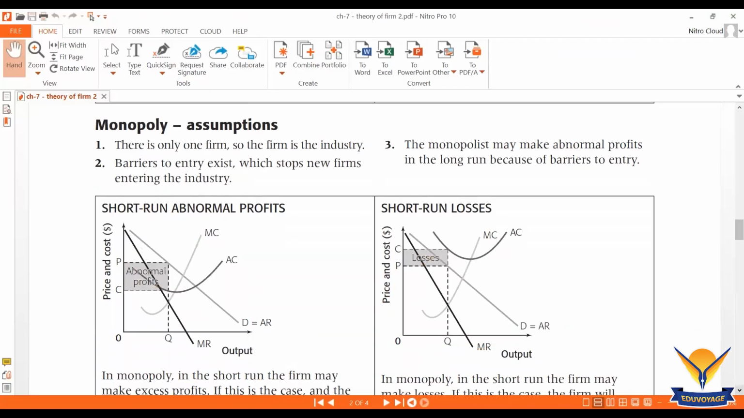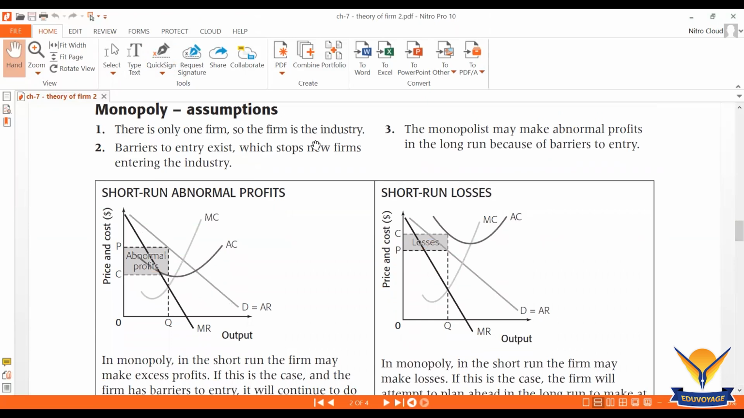Monopoly. Now, monopoly is one firm, so the industry and the firm are the same. There are very, very high barriers to entry and exit both, because for a monopoly it's a huge investment. There is no competition there, so not everyone can afford to come close to that.